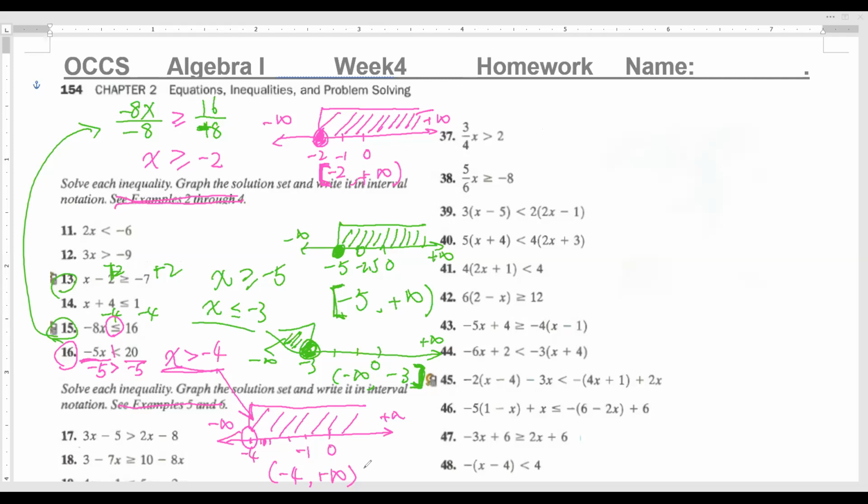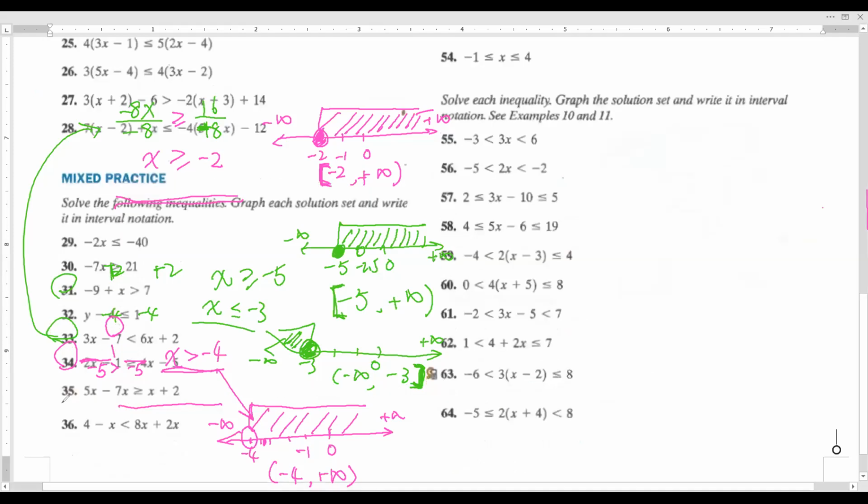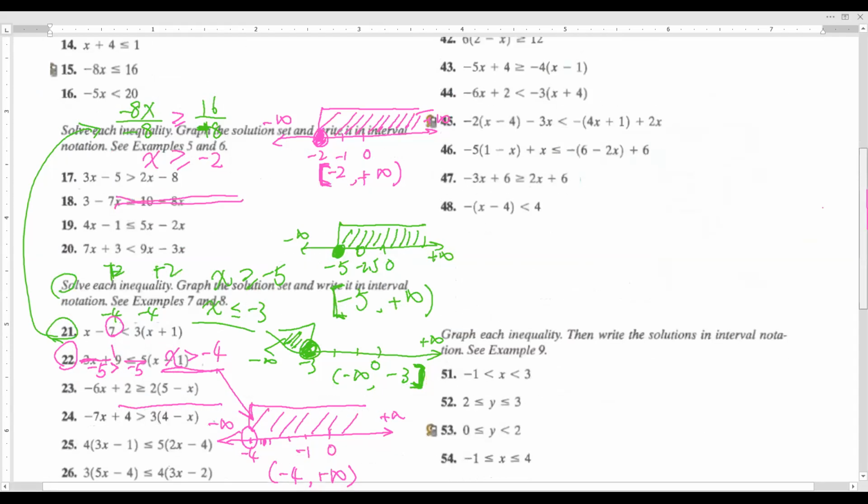Second part is one more step here. All right, let's see the second part.